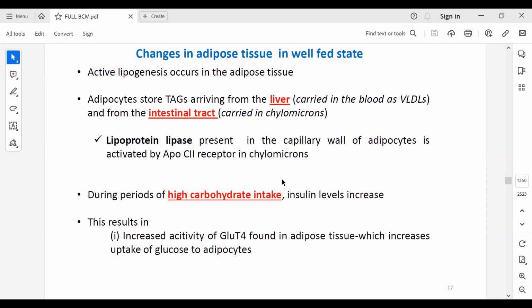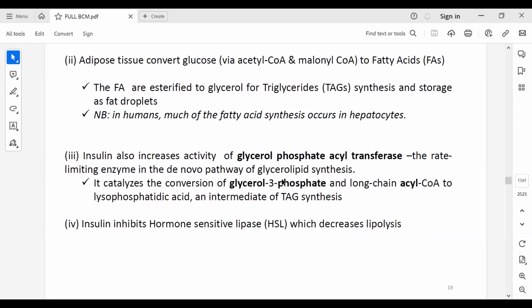So insulin is another hormone. Remember, hormones will play a very big role here. Insulin will always tend to make glucose enter into the liver. It will also tend more of the glucose to go and be converted into fatty acids. So adipose tissue will convert the glucose via acetyl-CoA and malonyl-CoA to fatty acids. And those fatty acids again will be esterified using glycerol to be converted and stored as fat droplets.